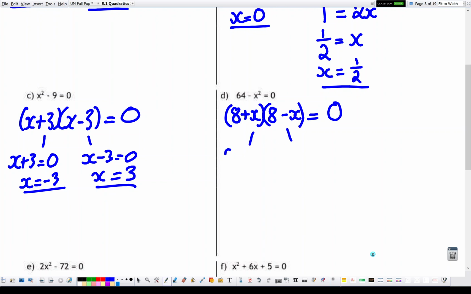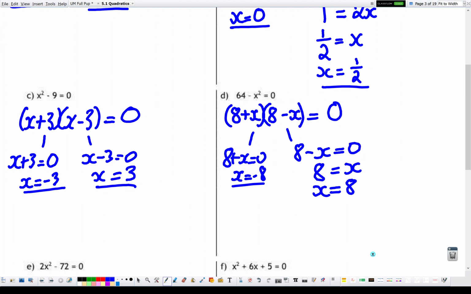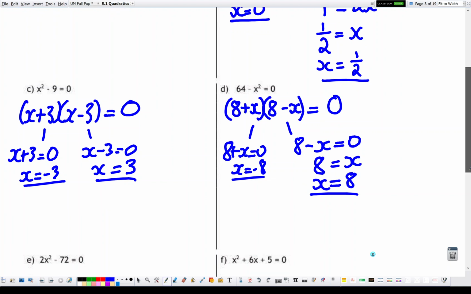Okay, bring each bracket down. 8 plus x equals 0, so taking away 8, x equals minus 8. 8 minus x equals 0, we're going to add x to the other side to give me x equal to 8. So 8 and minus 8. So if you've got a difference of two squares, the solution is always going to be plus and minus of the same number, basically. So it's going to be symmetrical around the y-axis, and the two roots are just going to be plus and minus of the same number. So I think that's easy enough to do.